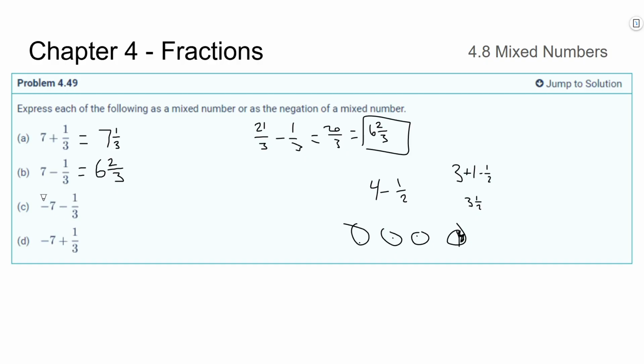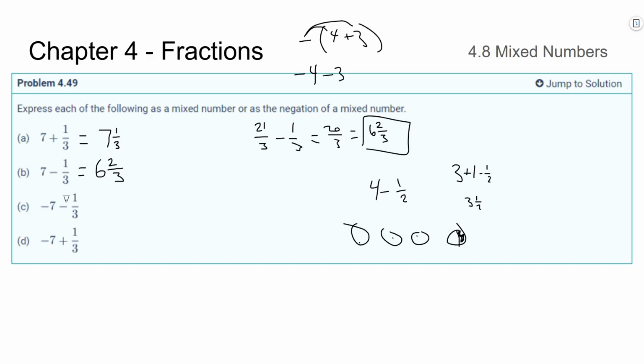Okay, so now what if we have -7 minus 1/3? So one thing to remember is that if you have, let's say, 4 plus 3, well, you can distribute a negation here. You can distribute negation. You can also distribute subtraction. That's where I was going with that. But in this case, you can distribute negation. So this would be -4 minus 3. That's a lot like what this looks like right here.